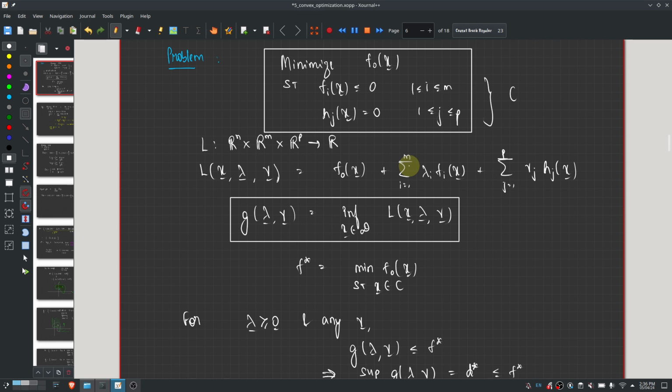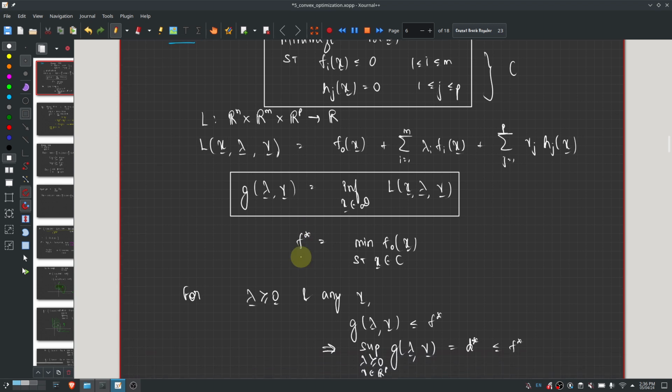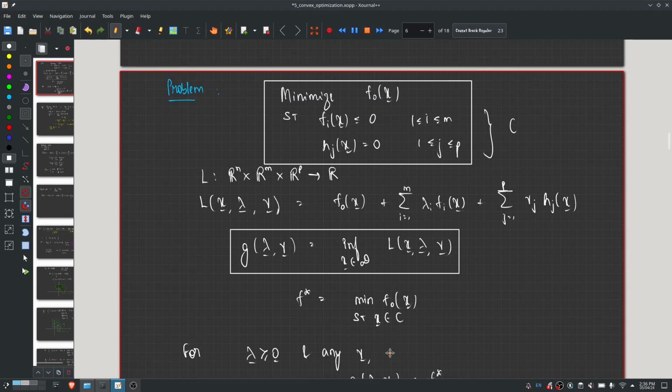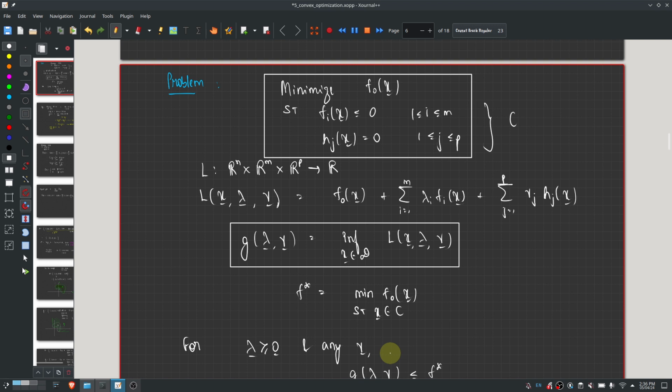When you minimize the Lagrangian with respect to x over the entire domain, not with respect to the constraints, you get the Lagrange dual function, and the dual optimization problem is to maximize the Lagrange dual function over all possible lambda greater than or equal to 0 and over all nu in R to the p. And we saw a few examples where this can be helpful. The constrained optimization problem is much harder to solve than the dual optimization problem. And we'll see many more such examples.